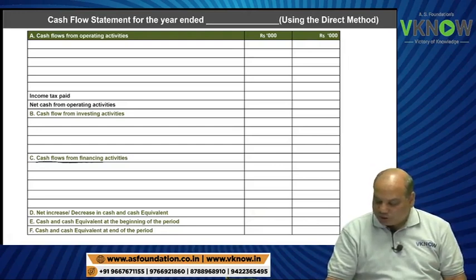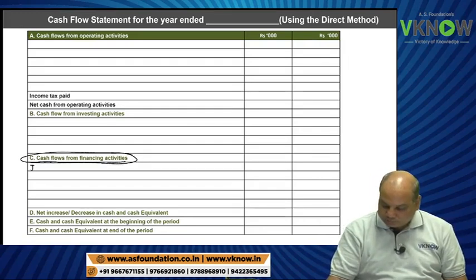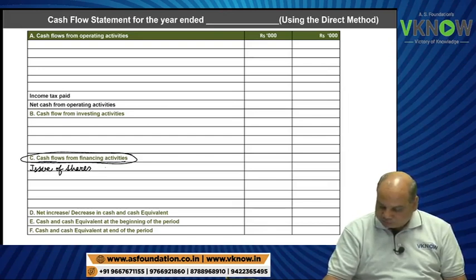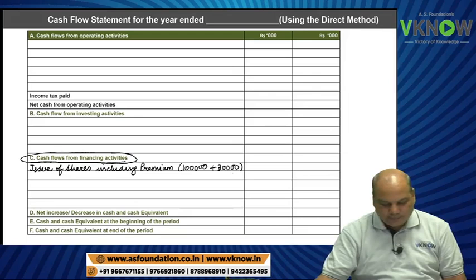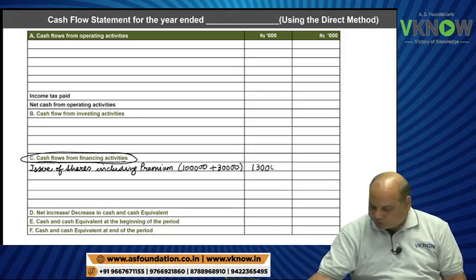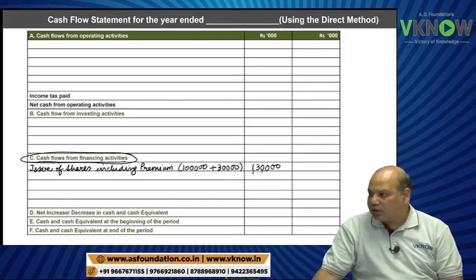So please come to the main page. Cash flow from financing activity. Issue of shares, including premium. 1 lakh plus 30,000 premium. Positive number 1 lakh 30,000.